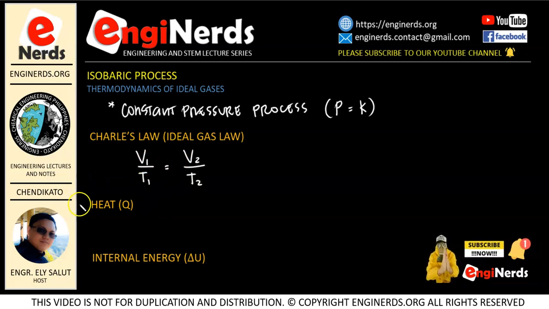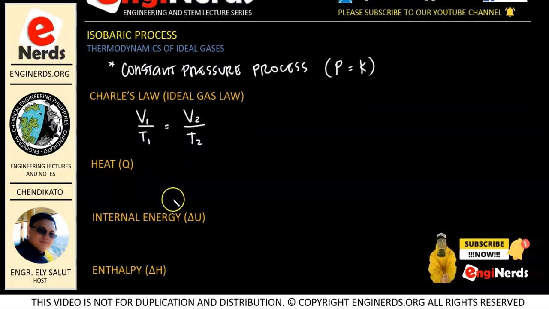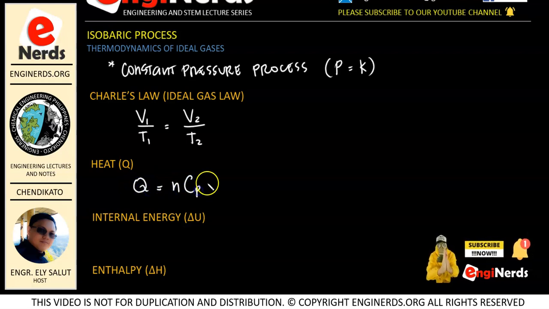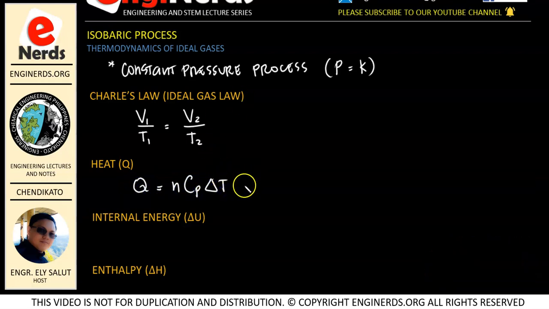And for heat in isobaric process, we actually learned this in a separate video about heat, that as per definition, our heat at constant pressure is equal to nCp delta T. Or we could also write this as nCp (T2 minus T1), where Cp is our specific heat capacity measured at constant pressure. Okay, so this is the equation that we are using in finding heat at constant pressure.